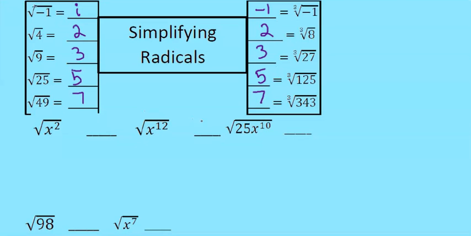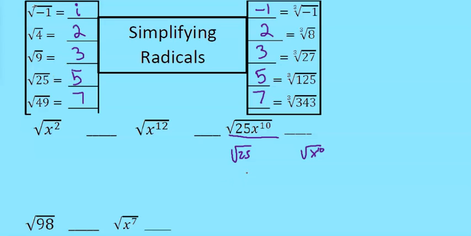So using these, let's do some of these problems on this page. So let's start with this one. The square root of 25x to the 10th power. You will find the square root of 25 and the square root of x to the 10th separately. So the square root of 25 is a perfect square.